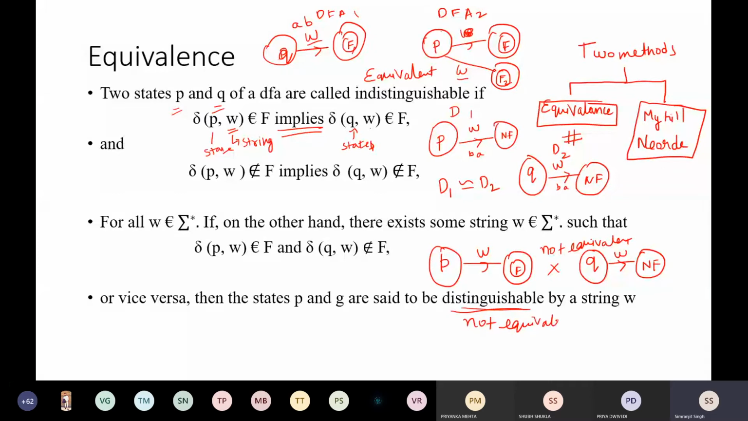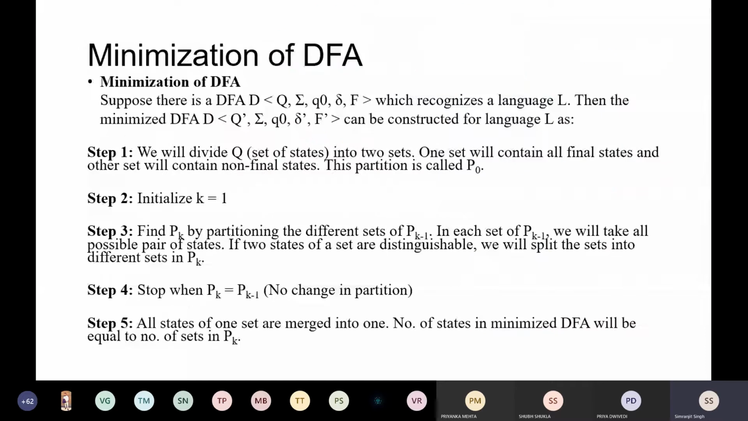If you do not understand the definition, don't worry about this. I will solve a question and you will get everything I'm saying. This is the algorithm; it just looks very difficult here, so don't worry about it. I will solve the question and it will be easier for you.